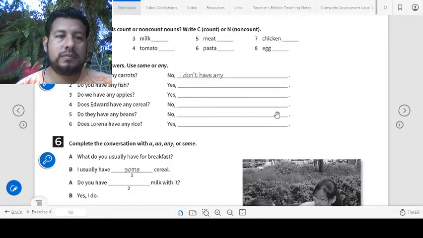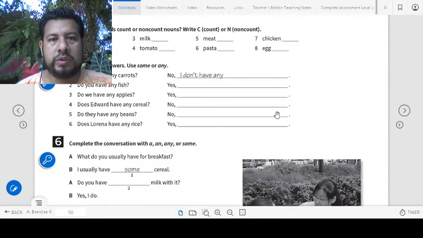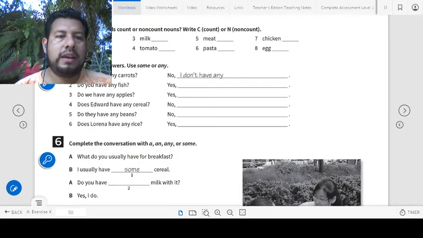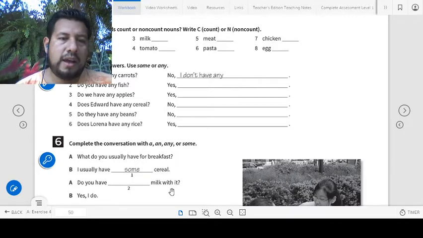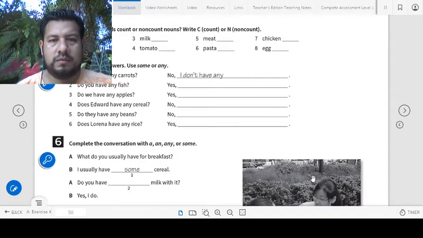Este ejercicio, ¿no? Are these countable or uncountables? Son contables o incontables en inglés estas palabras. Les ponen C para contable, N para incontable. Y estas para respondan con some y con any. Do you have any carrots? Do you have any fish? And so on. Capturita para que lo puedan hacer.